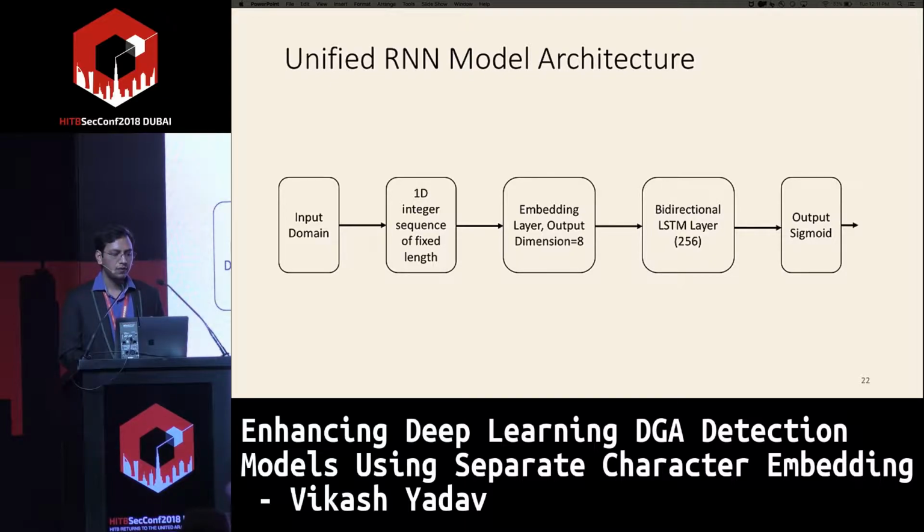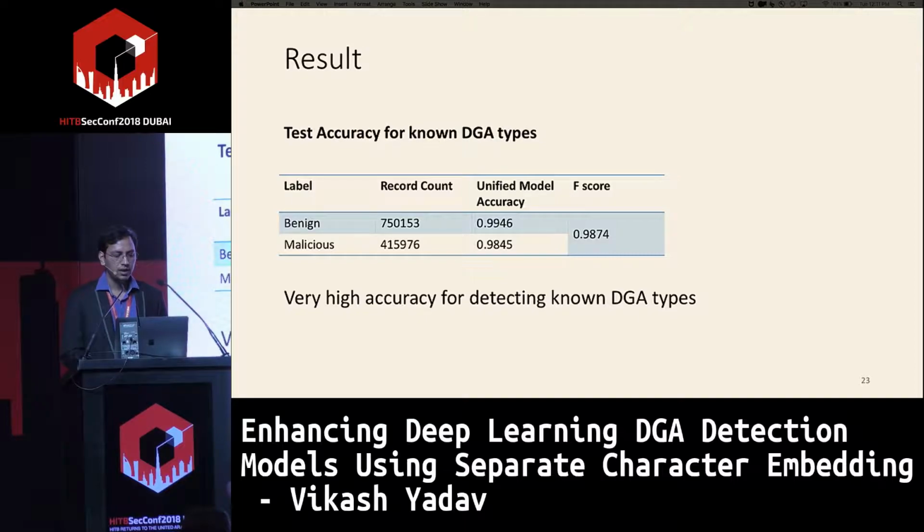We use 60% of our input data for training the model, and then we validate the accuracy of this model on the test data, which is 40%. We want to see how our model will perform in future when it receives new data. And what we found is that for benign, which are good domains, human generated domains, the model is able to detect 99.4% of the time, it's correctly able to identify a good domain. And for malicious DGA domains, it's able to identify 98.5% of the time. So this is very high accuracy in detecting DGA.